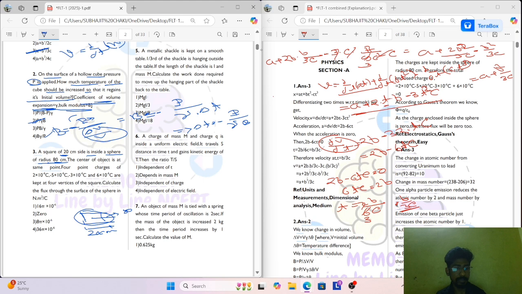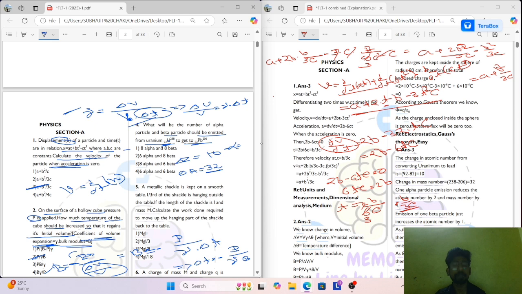And what is the change in the mass number? It is equal to 238 minus 206. That means it is equal to 32. And you know when there is an alpha decay, what happens? The atomic number reduces by 2 and the mass number reduces by 4, right? When there is an emission of a beta particle, the atomic number changes by 1, but there is no change in the mass number.